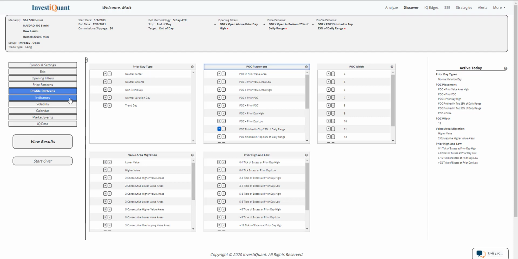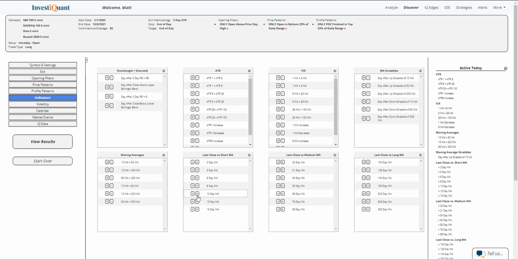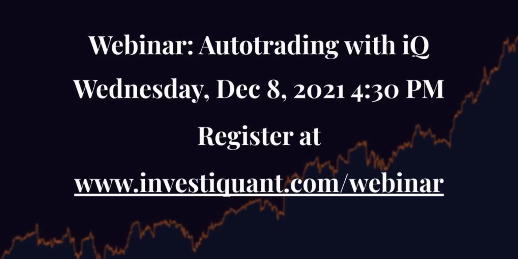All right, so next, indicators. I'm going to say that we finished above a 10 yesterday as well as above a 200-day simple moving average to finish up this pattern, and now I can click View Results.